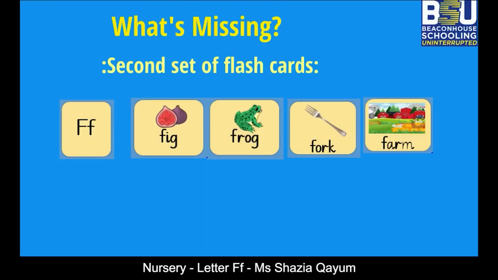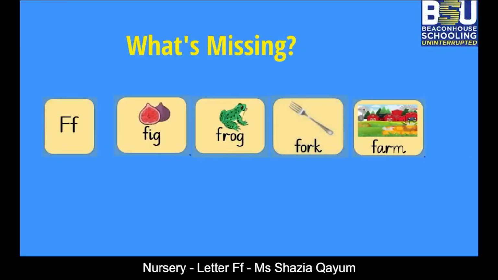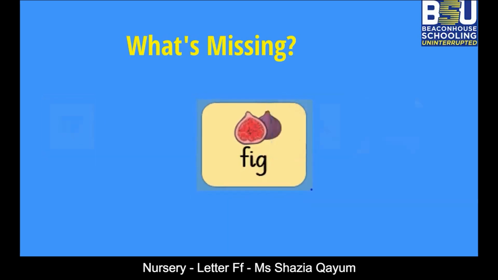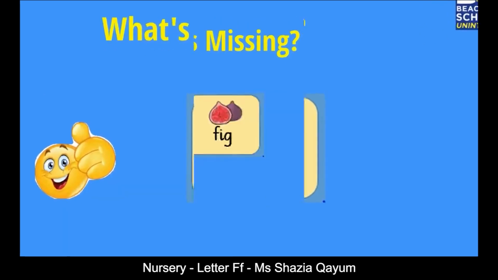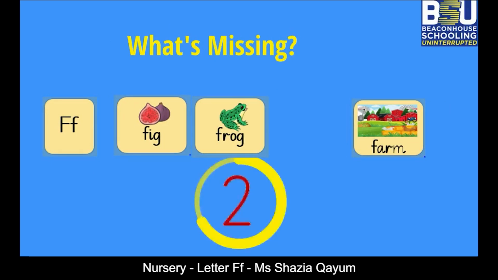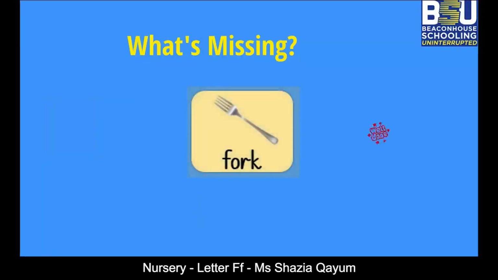The second set of flashcards have a fig, a frog, a fork, and a farm. Now let's move on to the next set of flashcards. What's missing? You just have 5 seconds, remember? Bravo! The missing flashcard is of a fig. Let's go through the last set of flashcards. What's missing? Well done! The flashcard of a fork is missing.